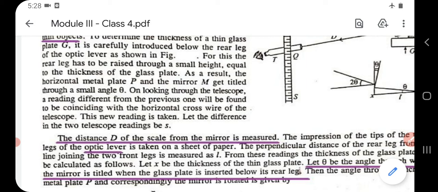So definitely there will be a change in the reading, right? Now you take that reading, that is, note the reading where the horizontal crosswire coincides. So you have got two readings with you: the first reading is without the glass plate and the other one with the glass plate placed. Now the difference between these two readings will give you the shift denoted by small letter S.